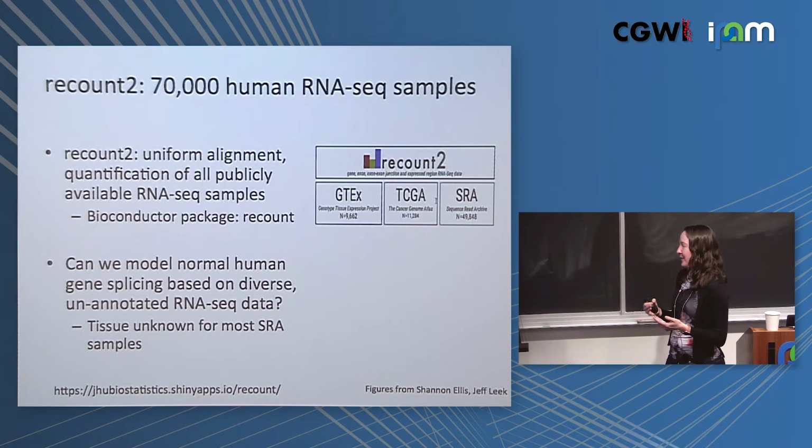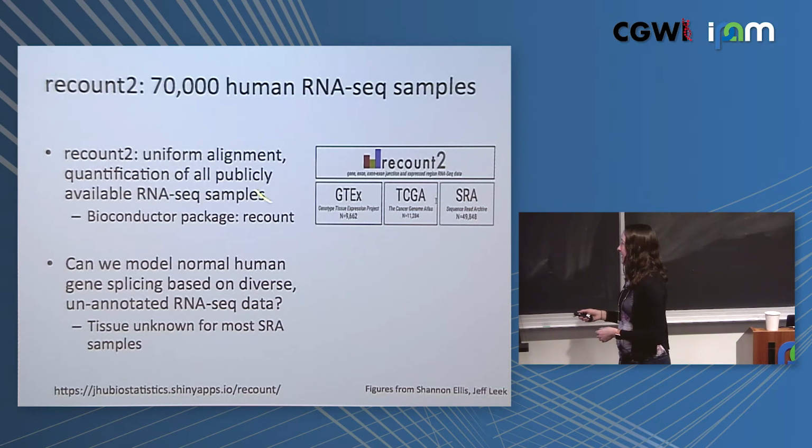And while they can't control that it was actually sequenced in different labs, they can at least run it through uniform alignment and quantification pipelines. So they are more comparable than if you just took totally disparate RNA-seq data sets. So I encourage you all to check that out if that would be useful for you.